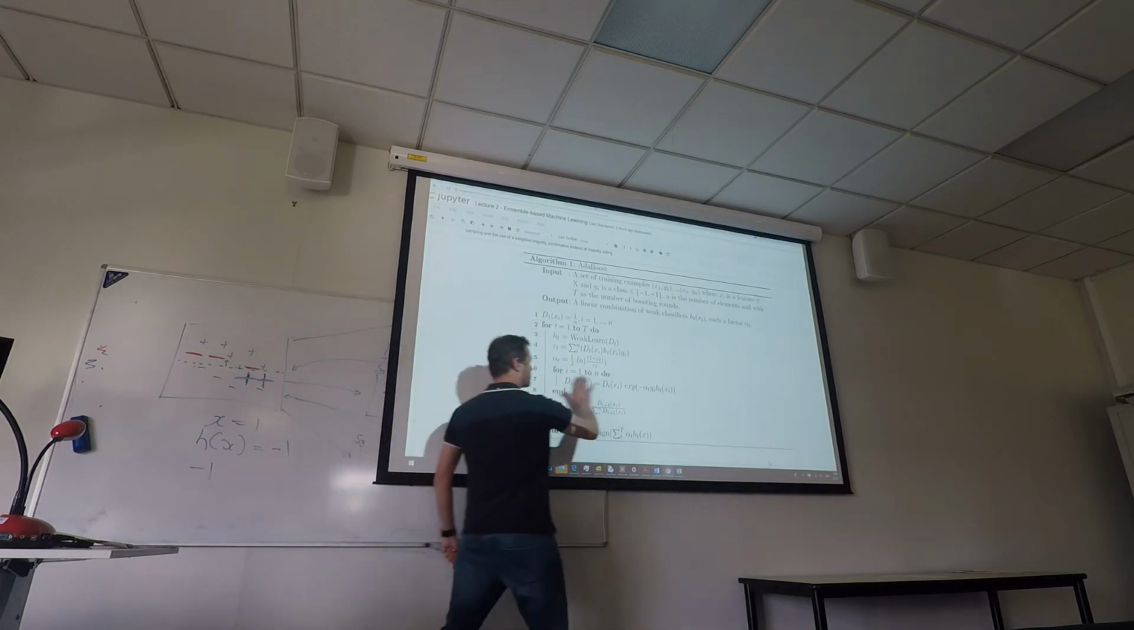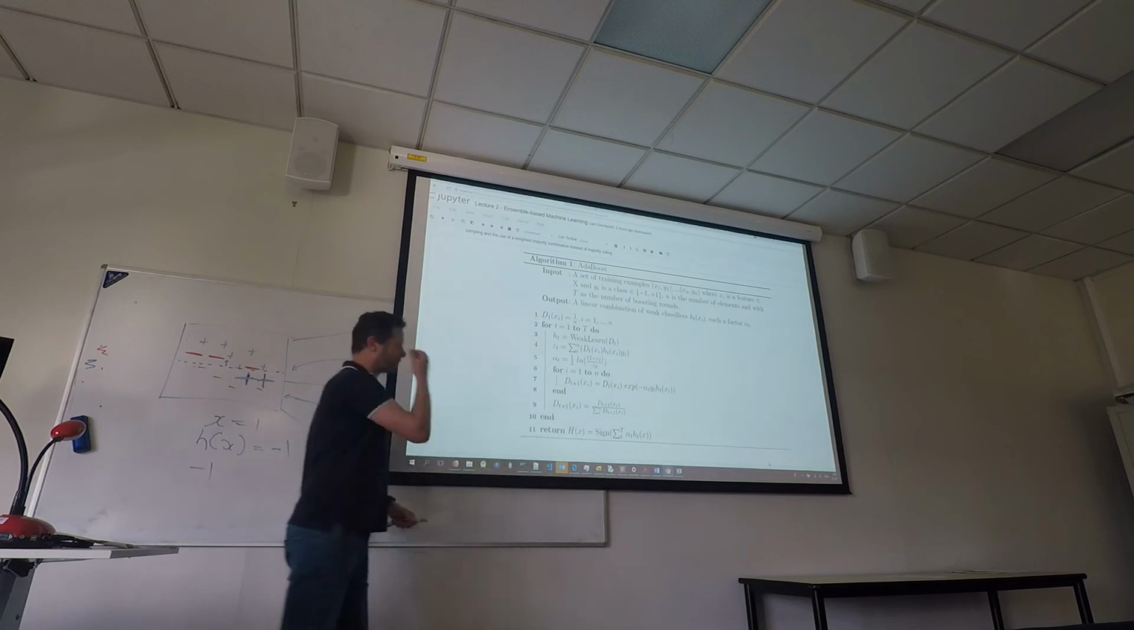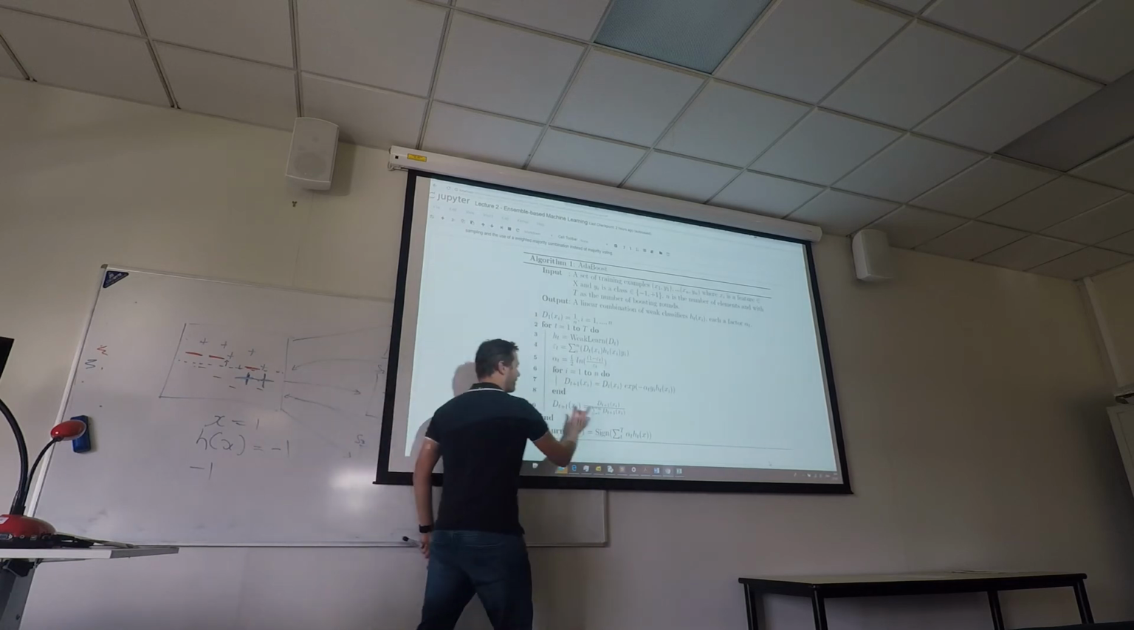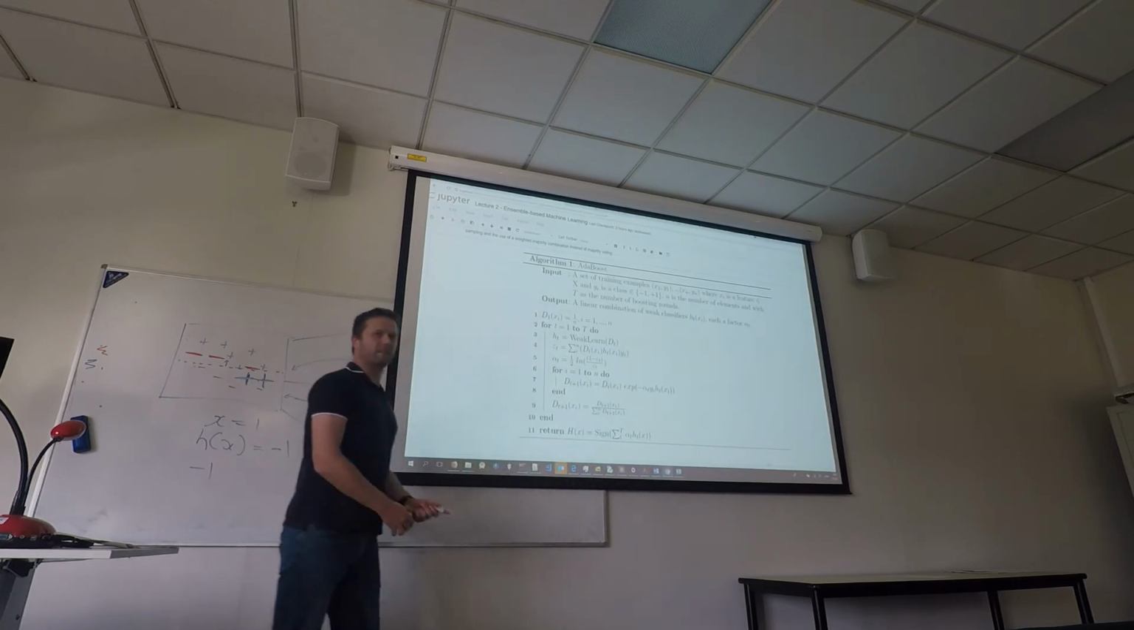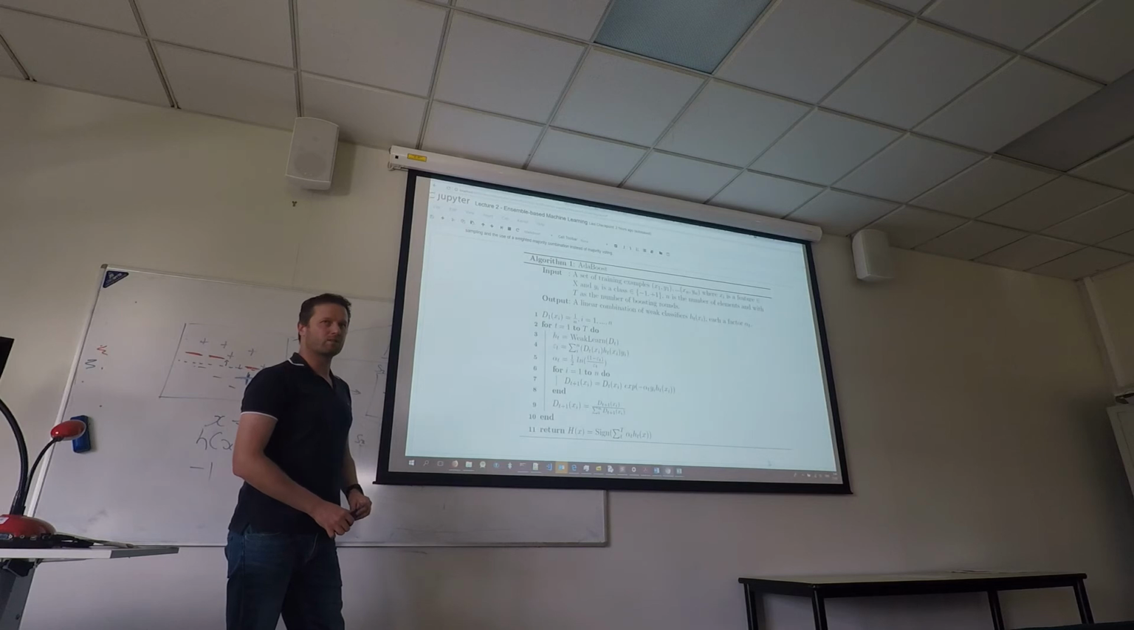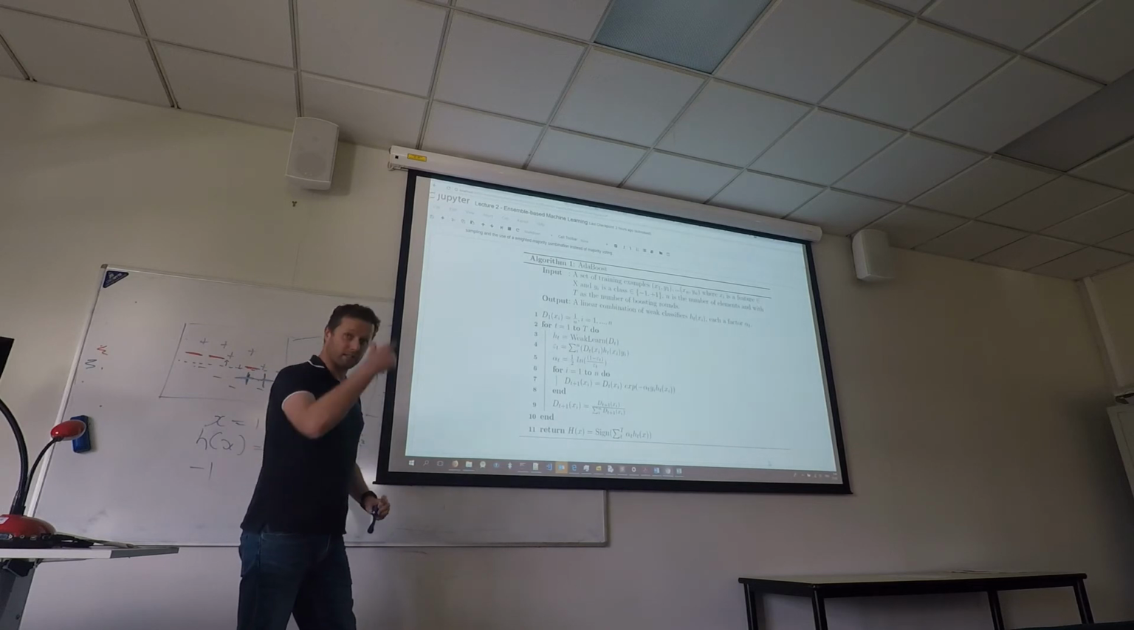Once we have adjusted the distribution of weights for each one of the samples, all this does here is normalize everything. It just normalizes all the weights, and then it does the same thing again.